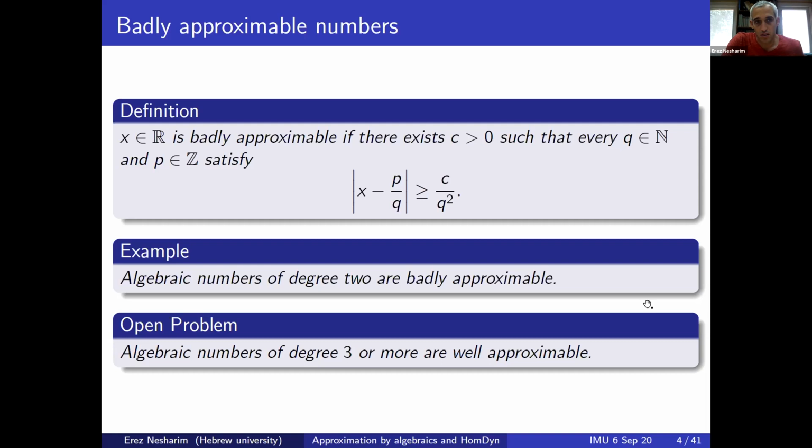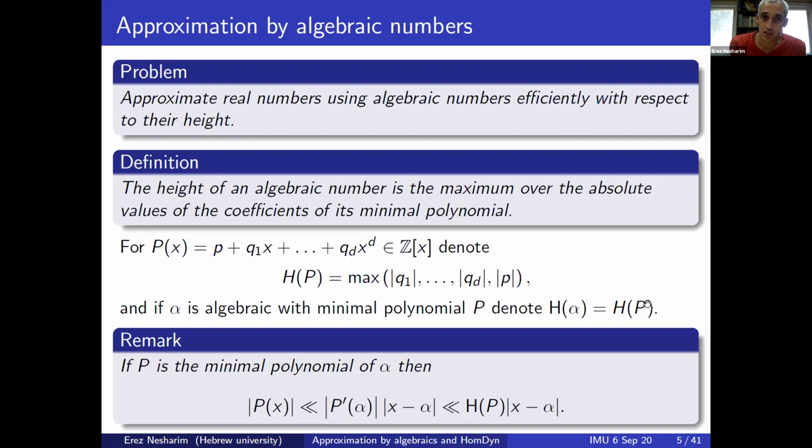Okay, so here is the problem. The problem is about trying to approximate real numbers with algebraic numbers. And similarly to what we had before in approximation by rationals, we're trying to do it efficiently, using some height of the algebraic numbers and trying to approximate better as the algebraic number becomes more complicated in terms of the height. The definition for the height that I'm going to use is the naive height, just the maximal absolute value of the coefficients of the minimal polynomial of the algebraic number.